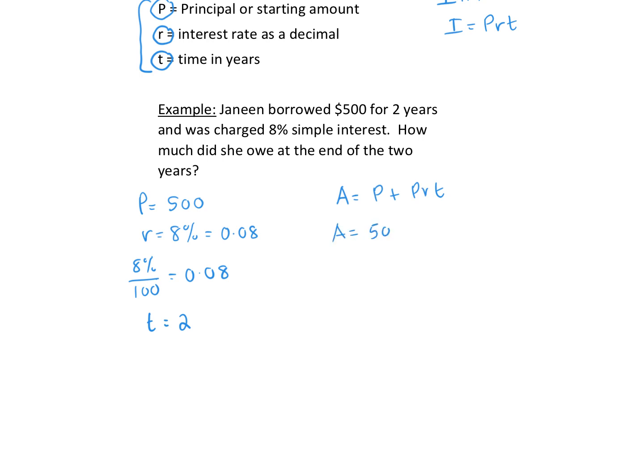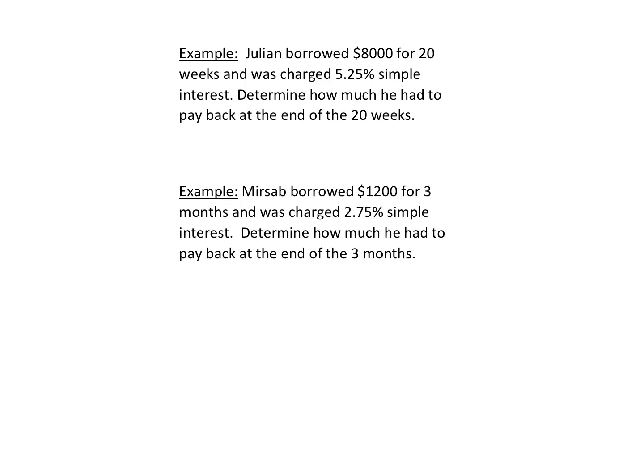So the starting amount she borrowed was $500, and then the interest was $500. Let's just put these in individual brackets. Times 8% for 2 years. So the interest portion is $80. So at the end of the 2 years, she would owe $580. That includes the $500 that she borrowed, and then the $80 is the interest that was charged. Okay.